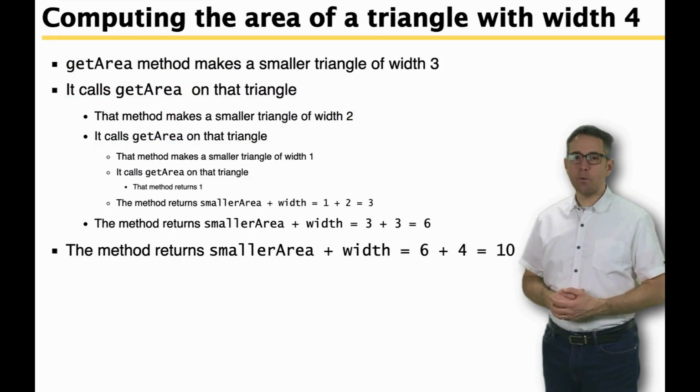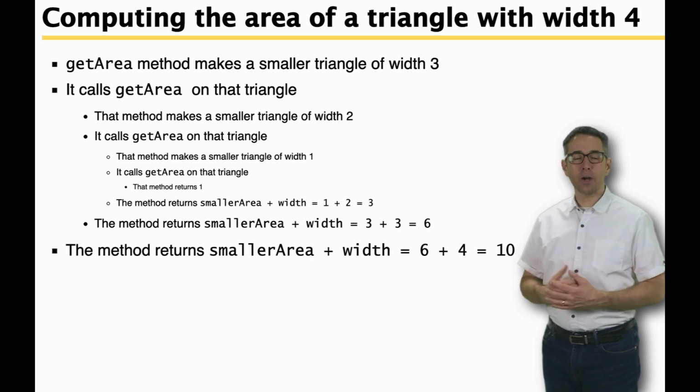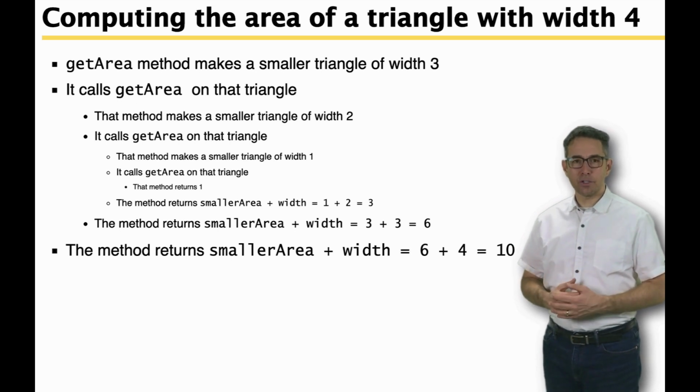So for example, let's say we want to compute the area of a triangle with width of 4. Well, we're going to first call the constructor. We're going to create a new triangle. We're going to pass in the value of 4. Then on the object that's returned from the constructor, we're going to call the getArea method.